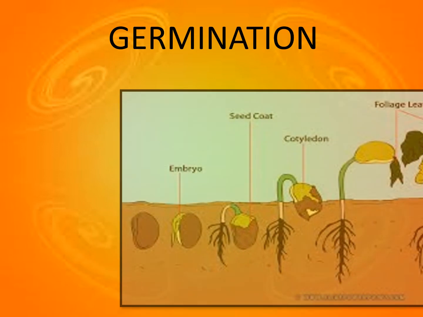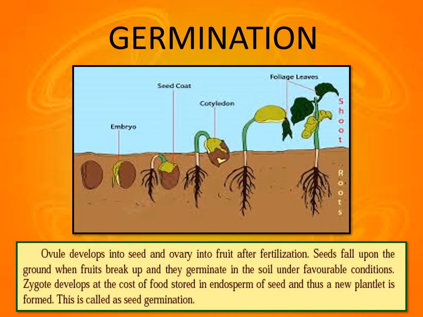Germination. You have all seen this happening. The ovule develops into a seed and the ovary develops into the fruit after fertilization.